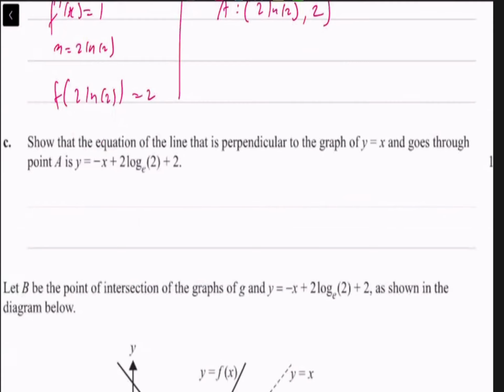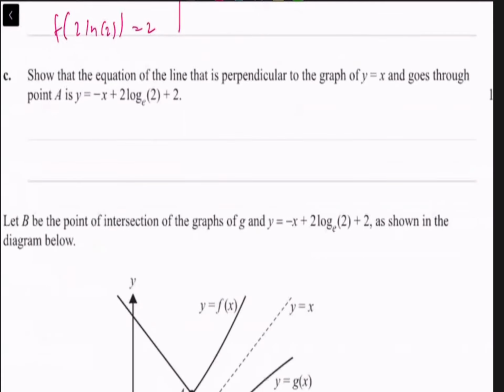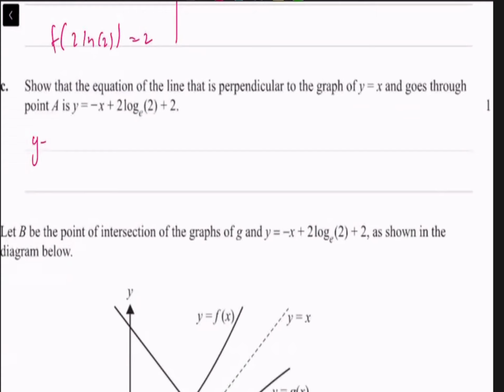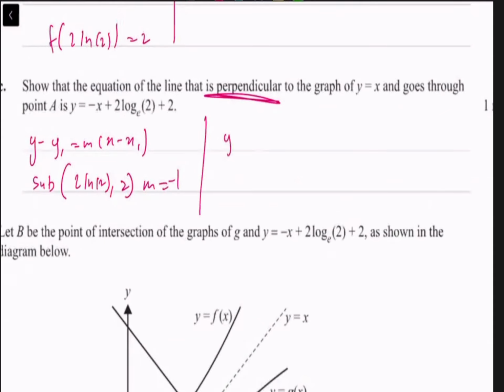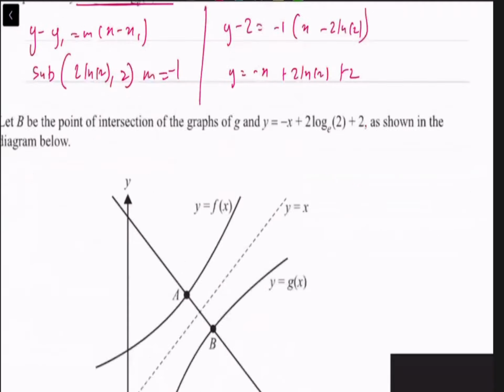So show that the equation of the perpendicular line that goes through the point A is this. To do this, we're going to use y minus y1 equals m times x minus x1. We're going to sub our point A, which is (2 ln 2, 2), and m, which is negative 1, because it's perpendicular, so we take the negative reciprocal. So y minus 2 is negative 1 times x minus 2 ln 2. y is negative x plus 2 ln 2 plus 2, which is what we needed.